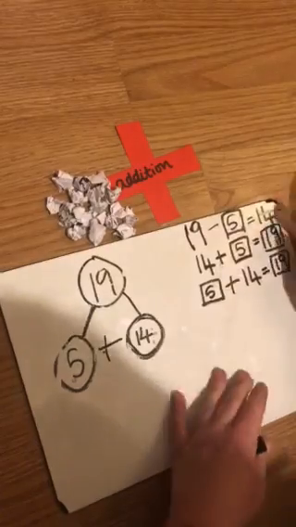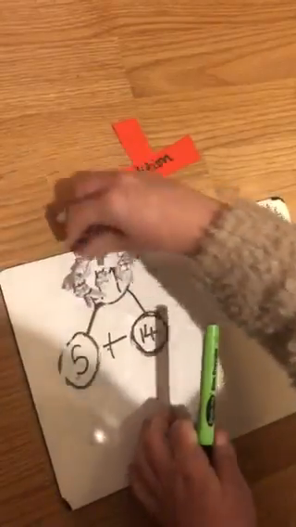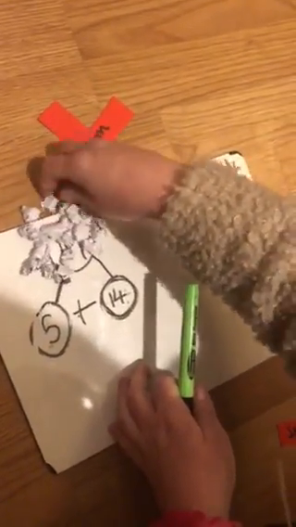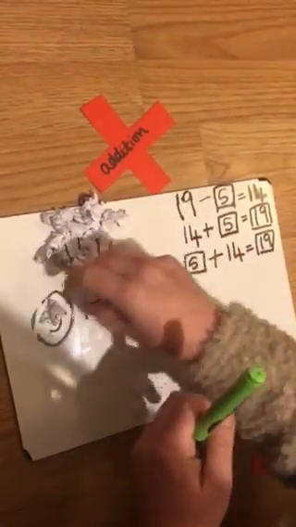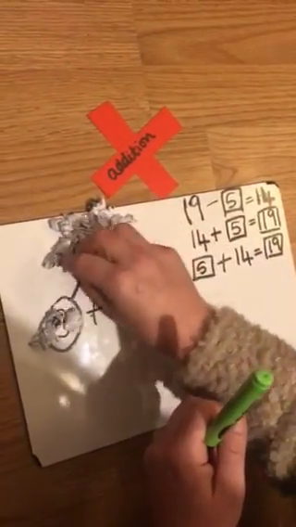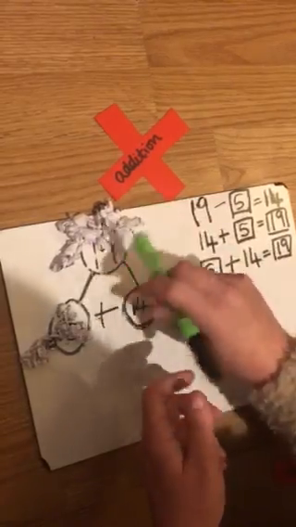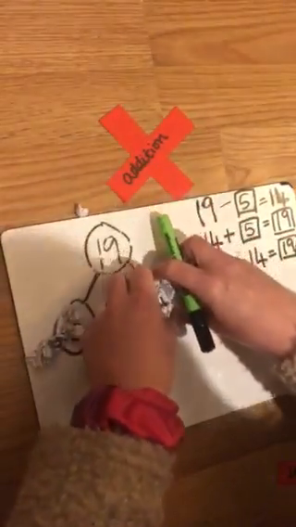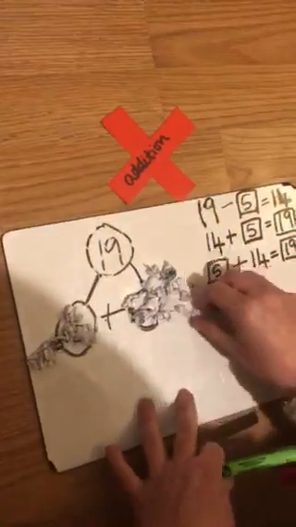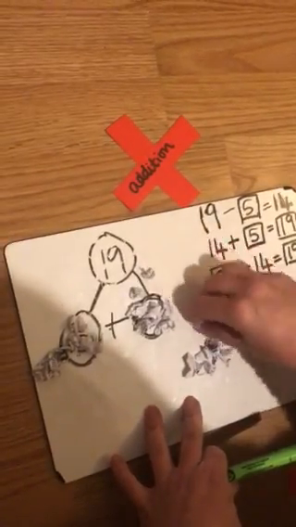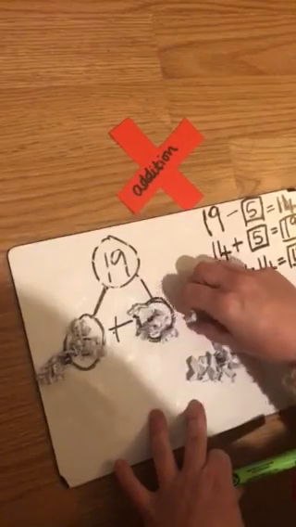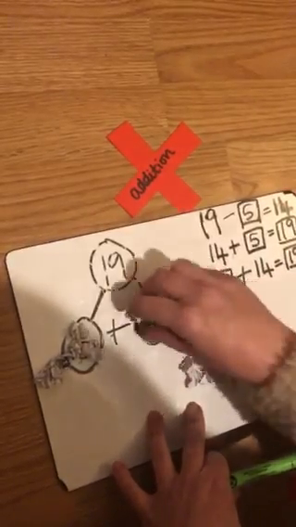Okay, so let's do it as a subtraction number sentence. So we're starting off with 19, okay? And we're going to take away 5. 1, 2, 3, 4, 5. So that should mean that we have 14 here. Let's just check. 1, 2, 3, 4, 5, 6, 7, 8, 9, 10, 11, 12, 13, 14.